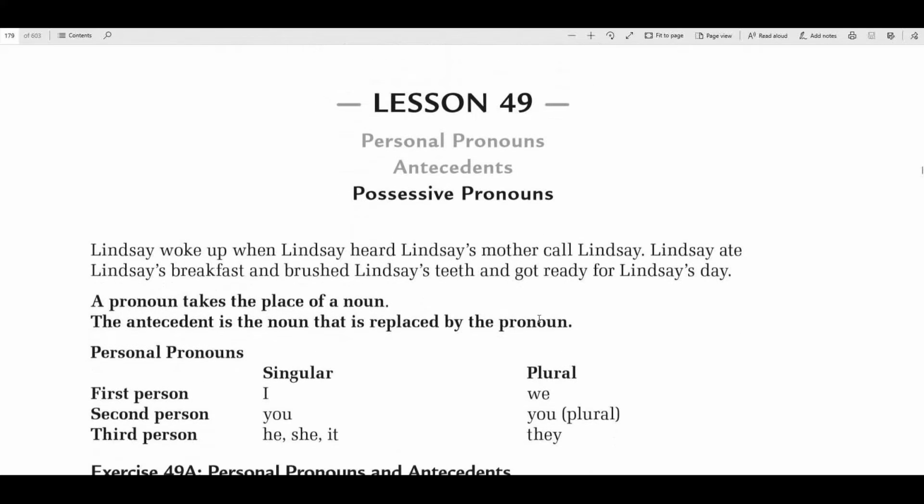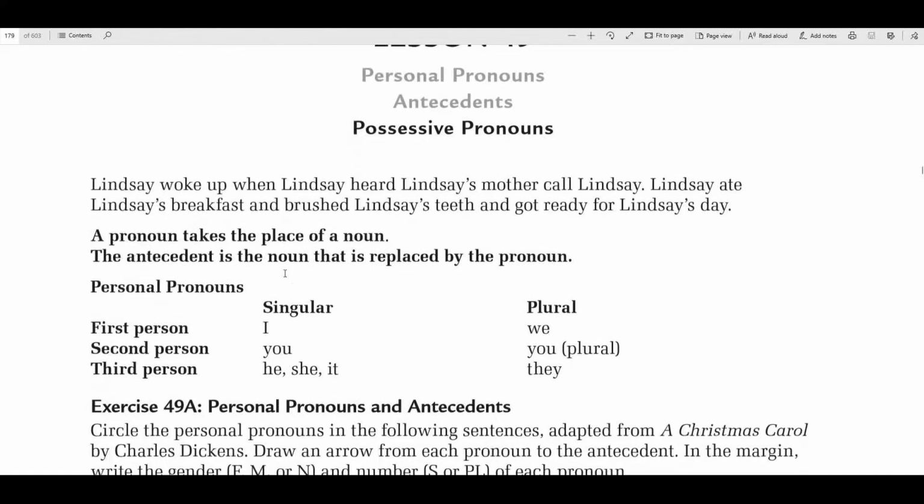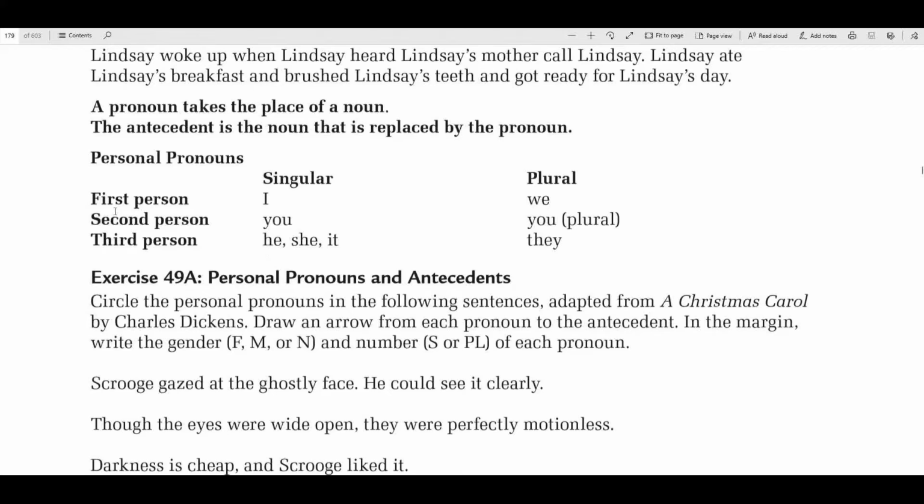Okay, so to get started, read this sentence to yourself. You can read it out loud. See the problem there? Thank goodness we have pronouns, because pronouns take the place of all those Lindsays. So, an antecedent then is that noun, like Lindsay, that is replaced by the pronoun. So here's some personal pronouns, first, second, third person, singular and plural.